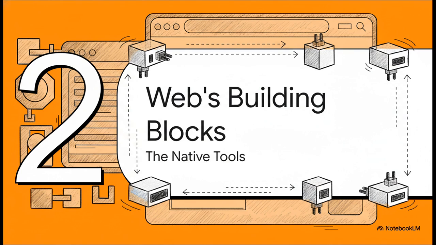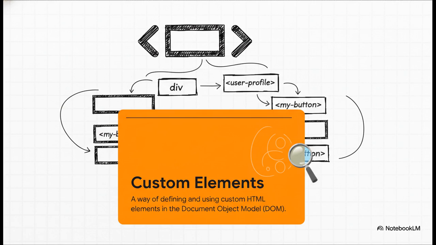Now, this whole revolution isn't just some abstract theory. It's powered by a set of tools that are built right into every modern web browser. We call them web components. So let's open up the toolbox and see what's inside. The first building block is custom elements. This is where the magic really starts. It literally lets us invent our very own HTML tags. So instead of a generic div, we can create something like a user profile element that the browser actually understands. It makes our code almost self-documenting.